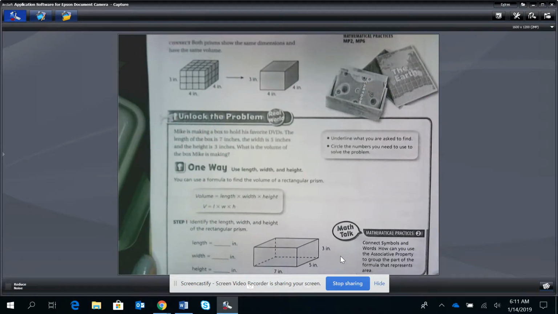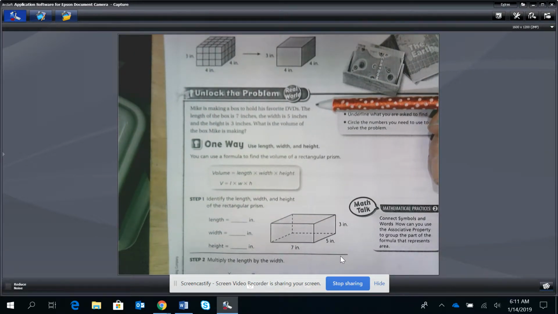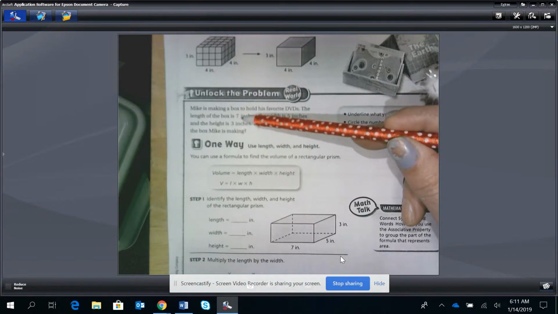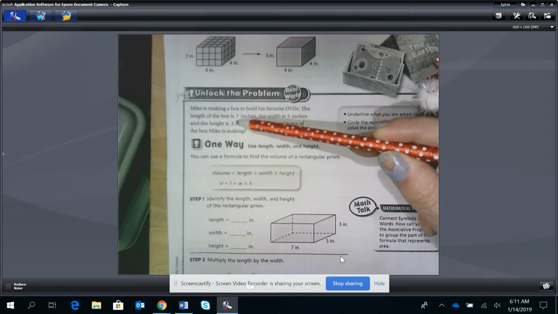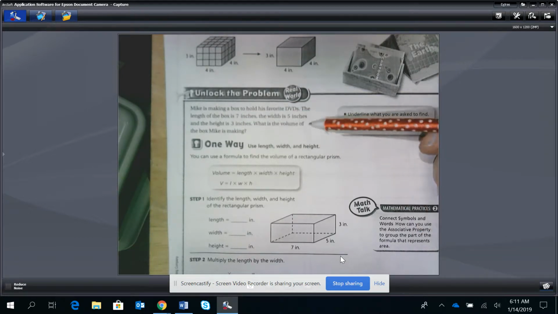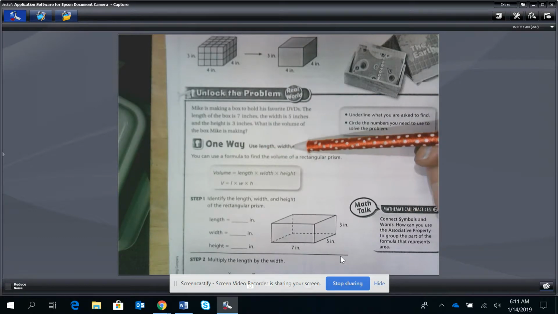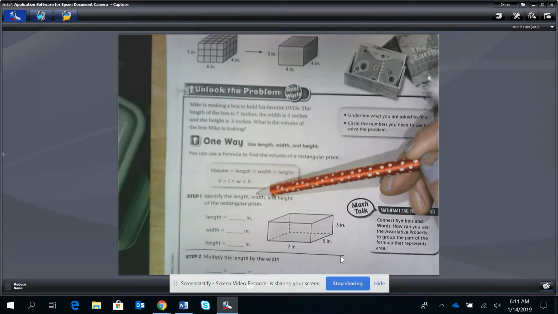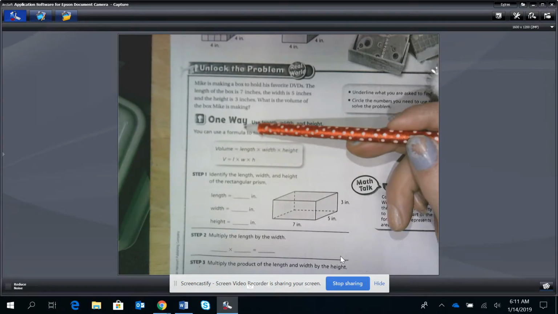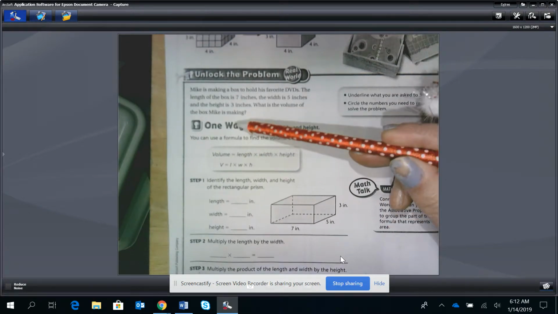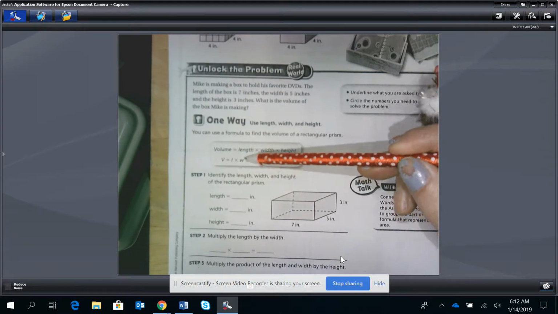All right. Mike is making a box that holds his favorite DVDs. The length of the box is 7 inches. The width of the box is 5 inches, and the height is 3 inches. What is the volume of the box Mike is making? Okay, we could use length times width times height, which is the formula to find the volume of a rectangular prism. Volume equals length times width times height.